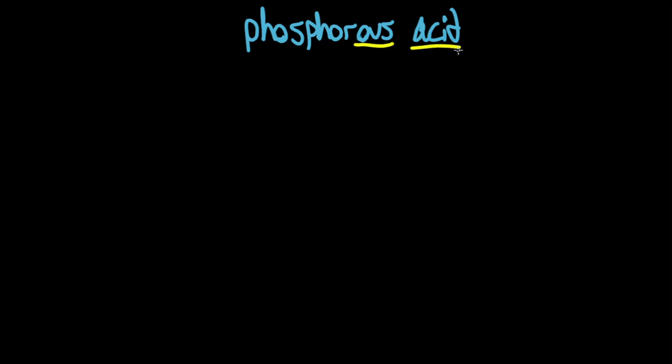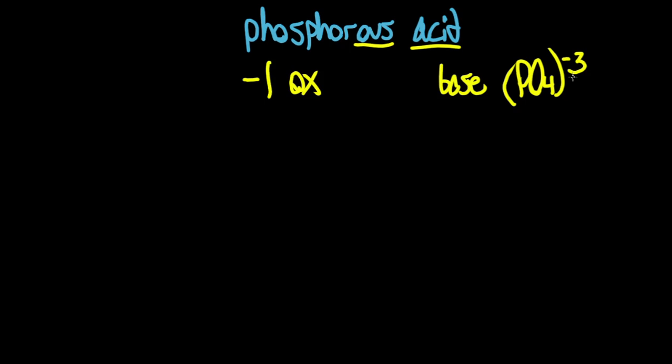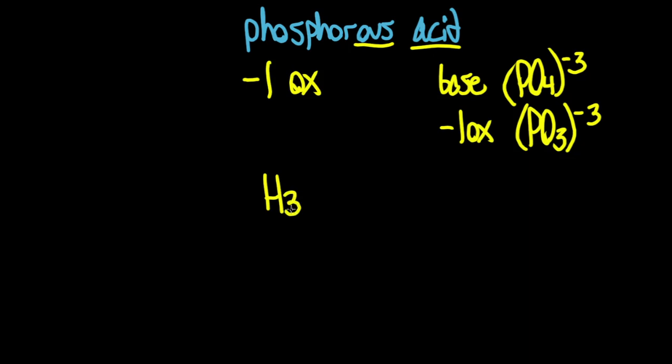Look at my ending. I don't have any kind of prefix, so us acid corresponds to -1 oxygen. My base state being PO4 with a -3 charge. Take away an oxygen, and I have PO3 with a -3 charge. And to balance that out, I'm going to have 3 hydrogens. H3PO3. All of those are going to have the same hazards. They're corrosive, they're toxic, they're oxidizers, and they decompose to the nonmetal oxides when they're subjected to heat.